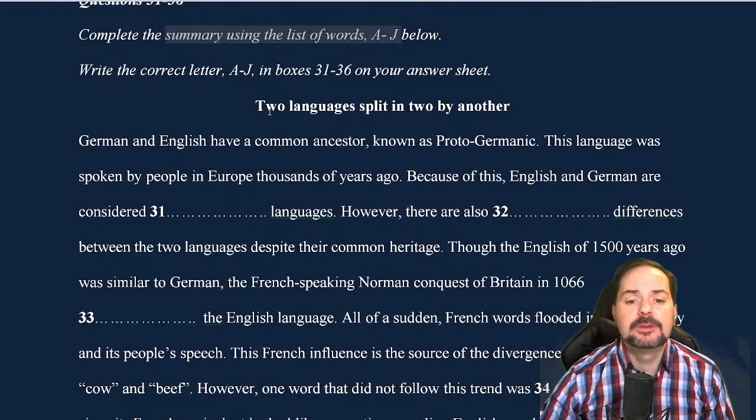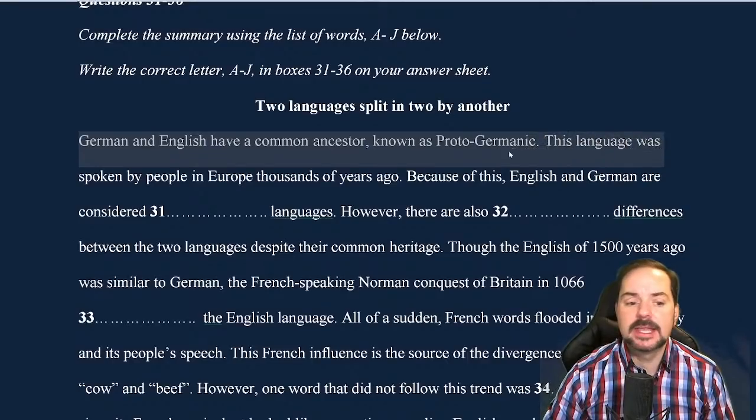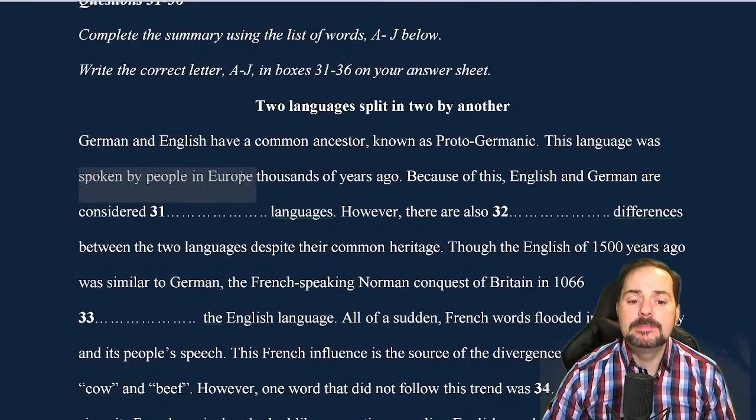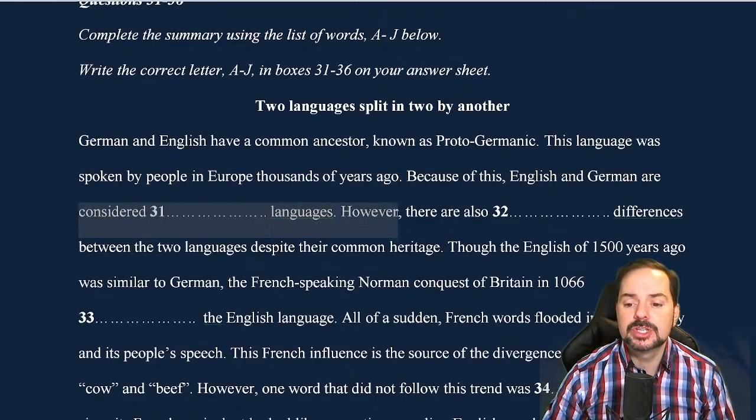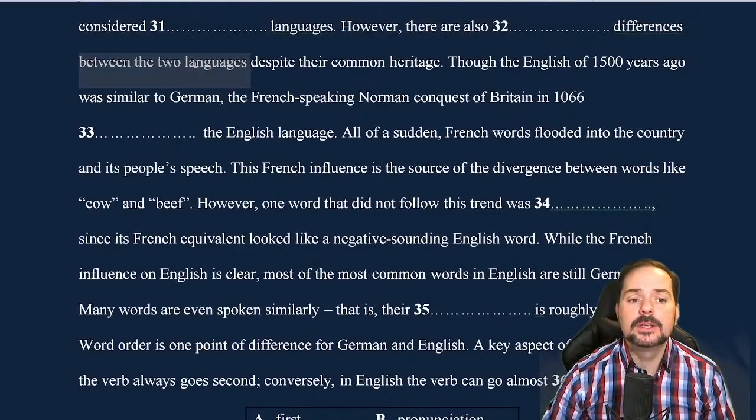So read with me, everyone, okay? Two languages split in two by another. German and English have a common ancestor known as Proto-Germanic. This language was spoken by people in Europe thousands of years ago. Because of this, English and German are considered something languages. However, there are also something differences between the two languages despite their common heritage.